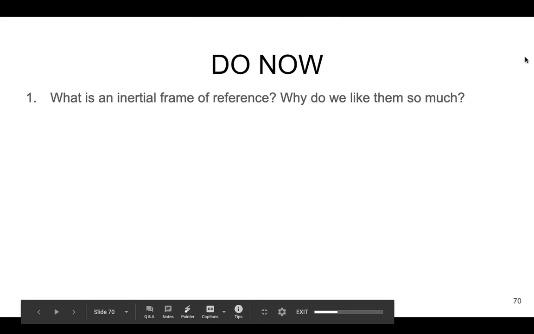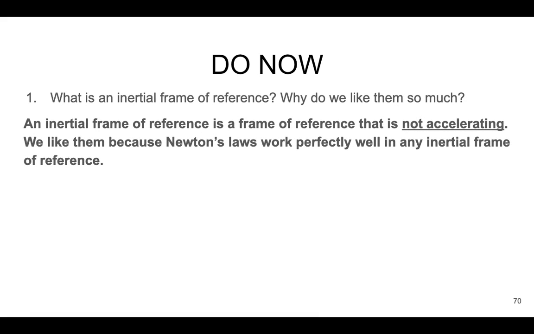So first, this idea. What is an inertial frame of reference, and why do we like them so much? That is a frame of reference that is not accelerating. And we like them so much because if your frame of reference is not accelerating, you can do Newton's laws and they work perfectly well. And so do kinematics and conservation of momentum and conservation of energy, and all that stuff works very simply.